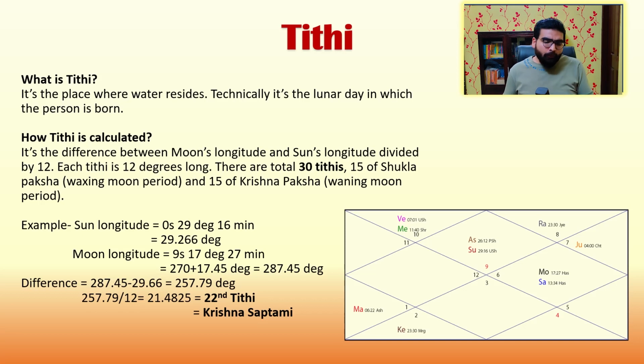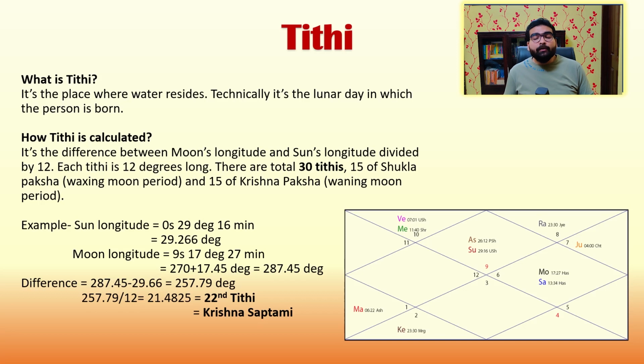Now, if you put your data into any software, you will automatically get the Tithi you were born on. But how it is calculated manually, that I am showing here. Here you are seeing the chart, and see here the sun's degrees. As I mentioned, it is the difference between the moon's and sun's longitude. First, the sun's degrees here are 29 degrees 16 minutes. The sun is in the first house, and since it is in the first house it has not passed any particular sign. So it is 0 signs, 29 degrees 16 minutes. If you convert minutes into degrees, you divide 16 by 60, and you will get 29.266 degrees.